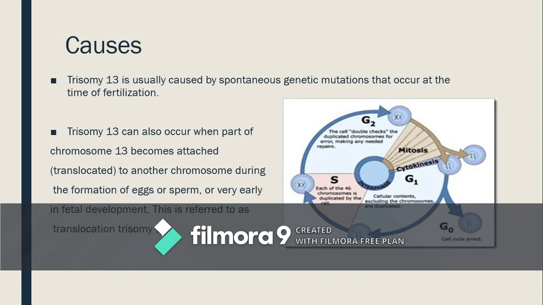Translocation trisomy 13 can be inherited. Approximately 20% of cases of trisomy 13 are caused by translocation trisomy 13, which means every 1 in 5 trisomy 13 cases is a translocation trisomy 13 case.